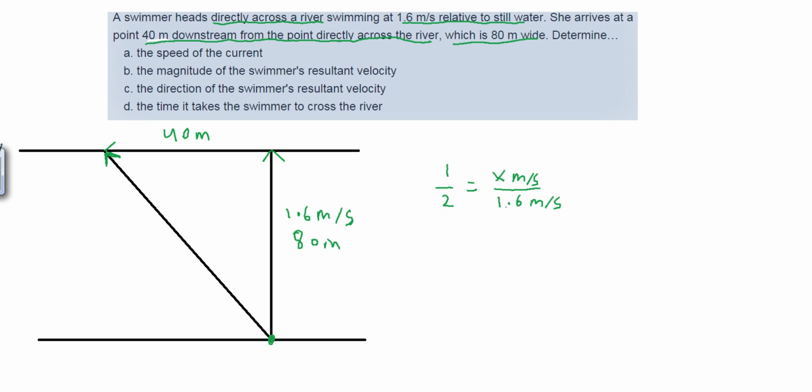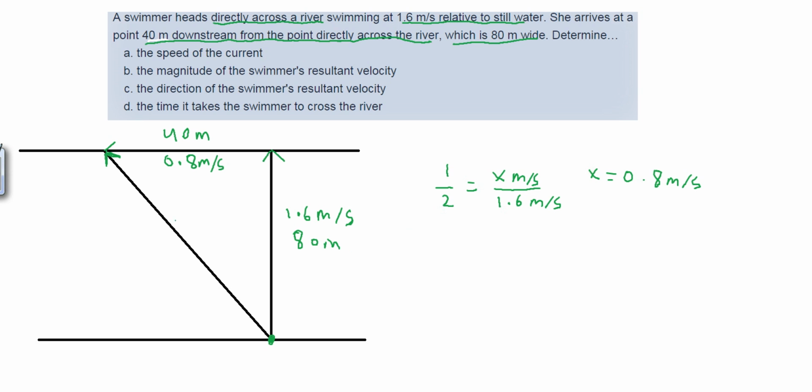So, what's half of 1.6? Well, 1.6 divided by 2 is 0.8. So we can say x equals 0.8 meters per second. I'm just going to fill this in here. 0.8 meters per second. Okay, we've answered question A now.